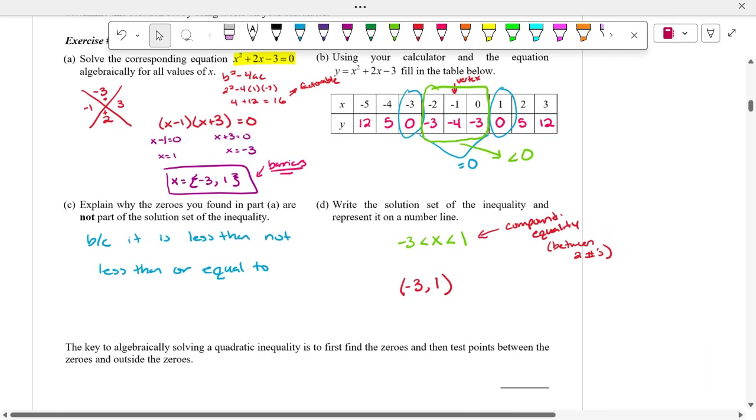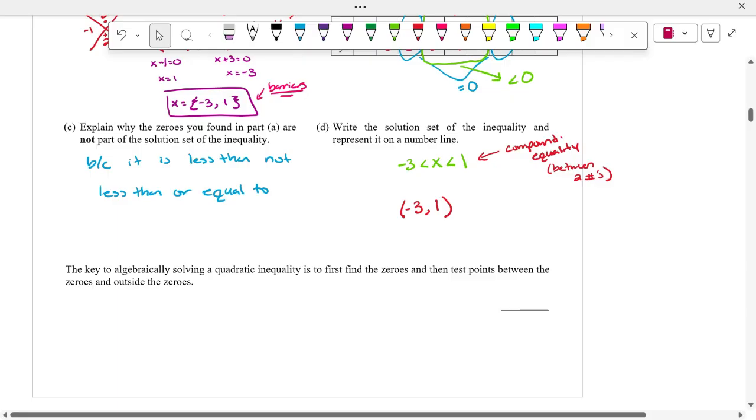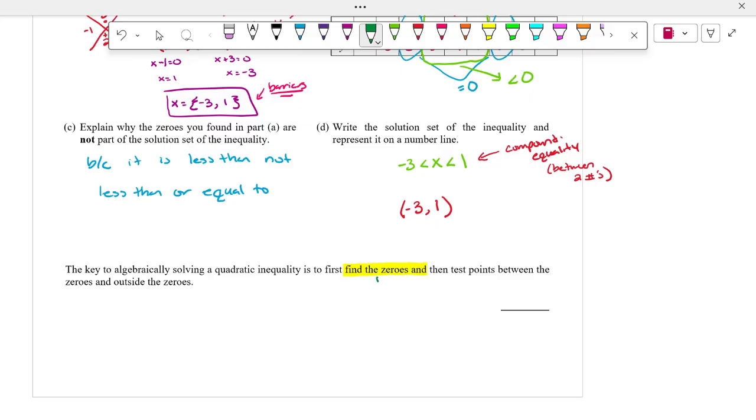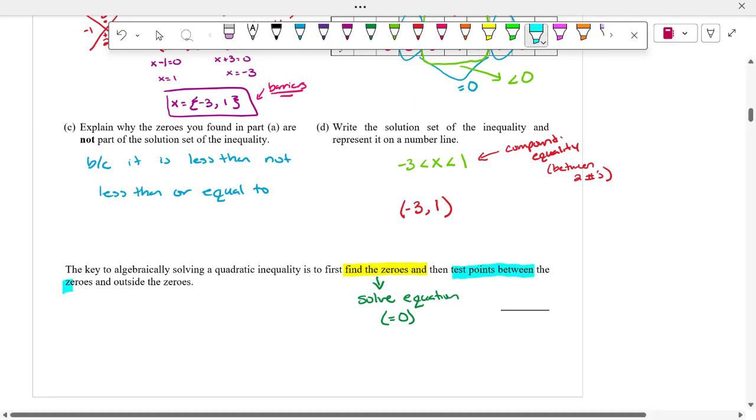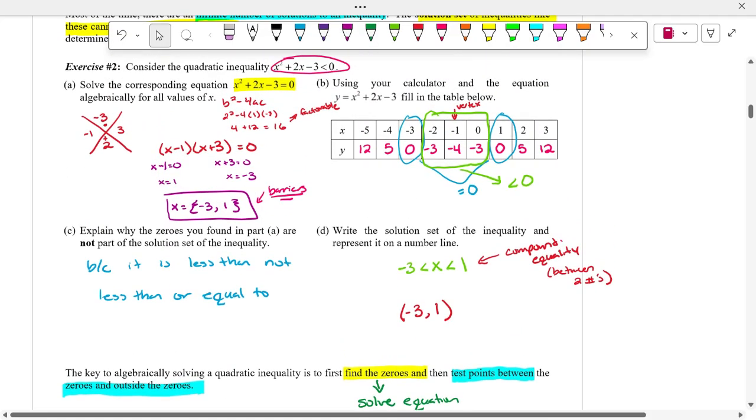So, the key to solving an algebraic inequality is to first find the zeros. So in other words, you need to first solve the equation. So in other words, you set it equal to 0 and solve by any of the methods that we have used. I don't really care at this point. So you can use quadratics, you can use factoring, whatever you're most comfortable with. Then you test points between and outside of the zeros. All right. So in other words, you would do something similar to like this table. And you really only need to test 3 different numbers.